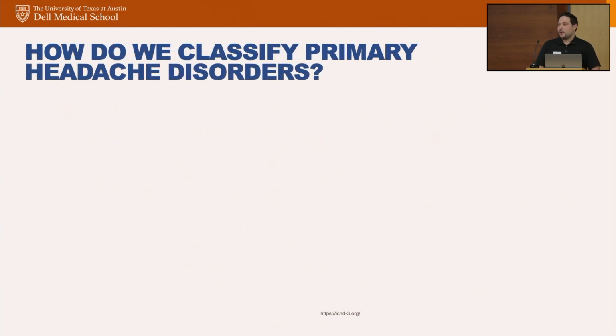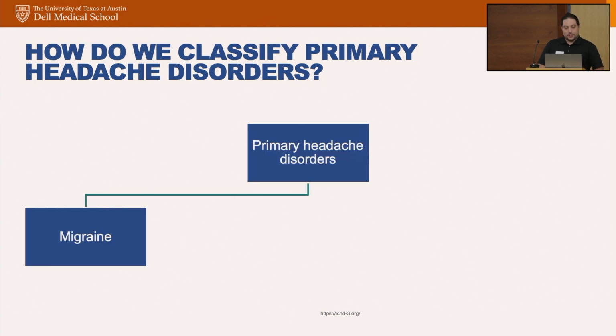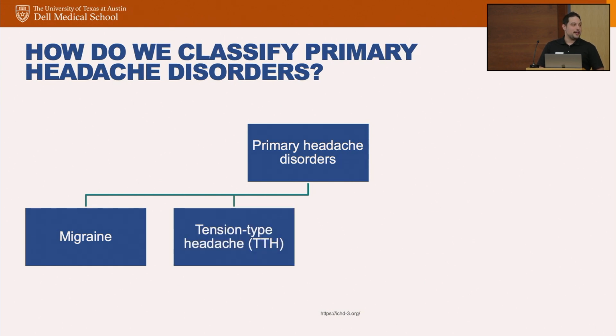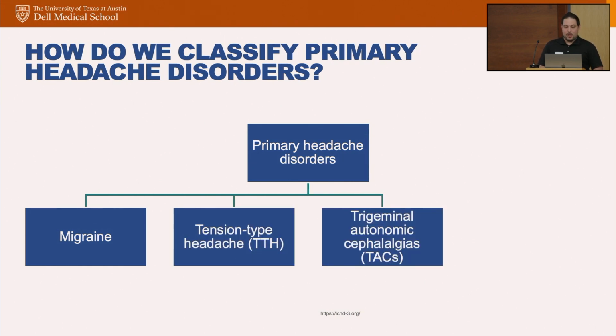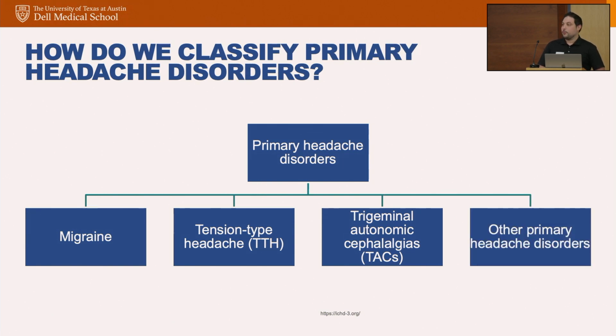Now, how do we classify our primary headache disorders? So this is broken down into migraine, tension-type headache, trigeminal autonomic cephalgias, which includes cluster, and other primary headache disorders. Due to time, I'm just going to be focusing on migraine and tension type.